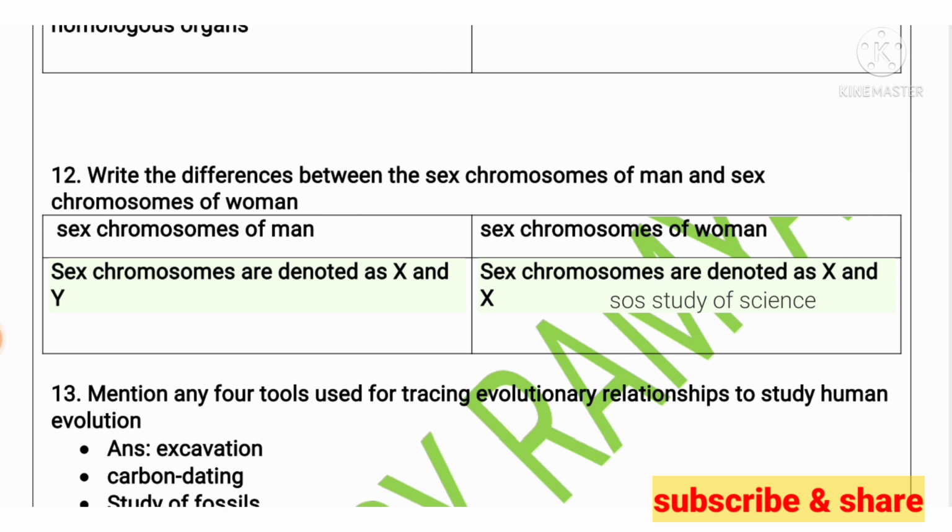So when we talk about the sex chromosomes of a man, they are denoted as X and Y. But when we look at the woman, the sex chromosomes are denoted as X and X. Okay, very simple, children. This might be asked for 1 mark.